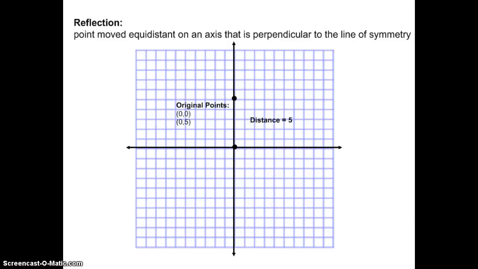Hi, today I'm going to teach you how to do reflections in coordinate geometry. So first of all, we need to know what a reflection is. A reflection is a point moved an equal distance across the line of symmetry, along a line that is perpendicular to the line of symmetry.